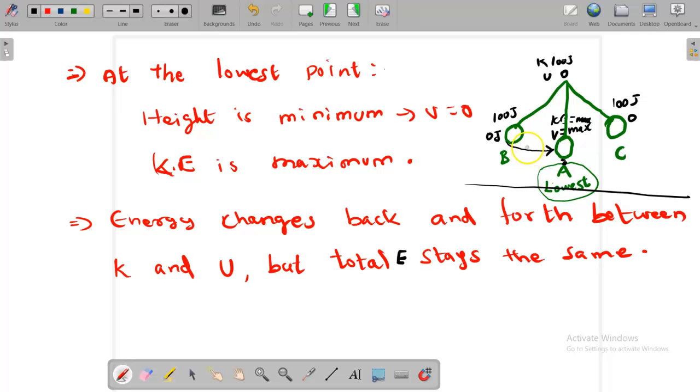In between, at any point, potential energy is 40, kinetic energy 60. Anywhere in between, potential energy is 10, kinetic energy is 90. It maintains the total energy the same, 100.